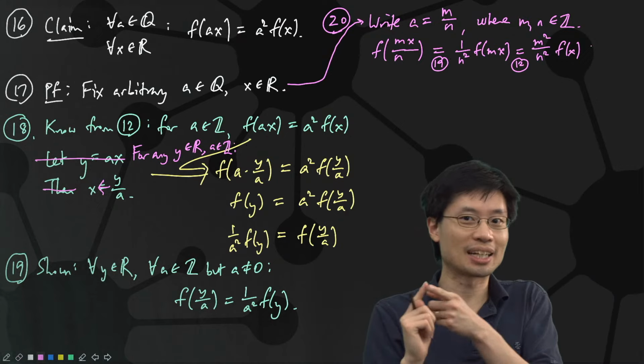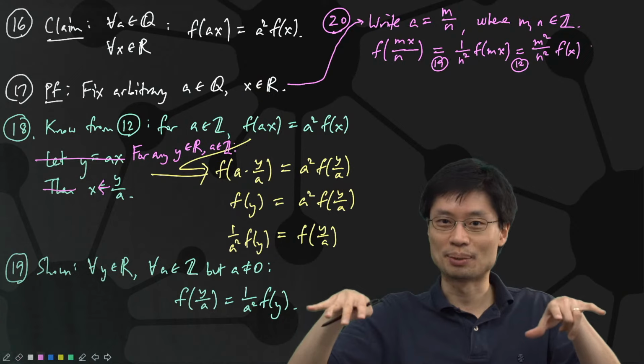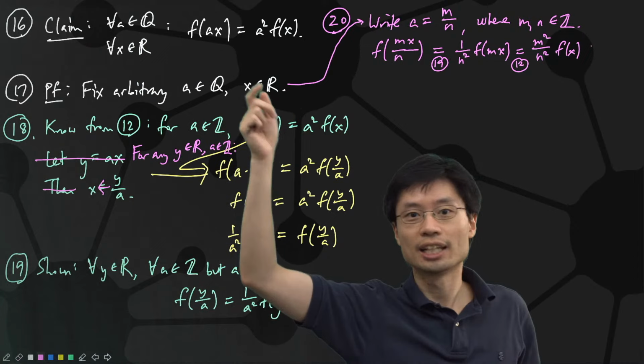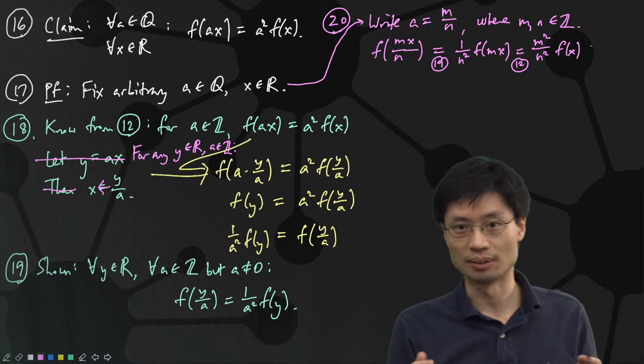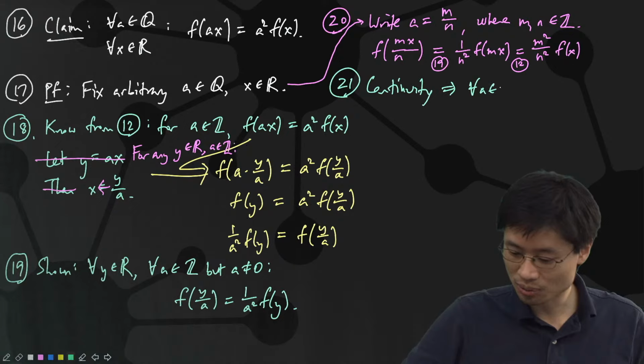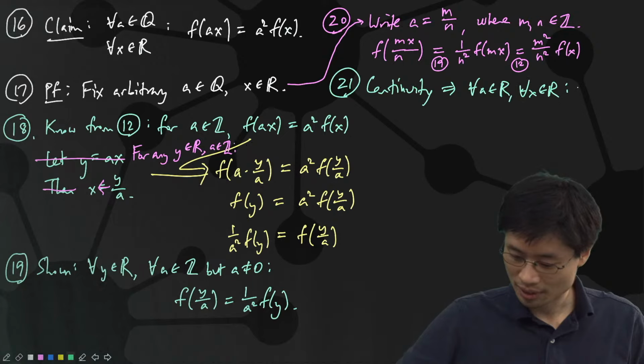But if I have a continuous function, the situation with rational numbers is there's a lot of them, and also they're dense. For every real number, there are rational numbers that get closer and closer. So if you know that for every rational a this is true, it's also true for every irrational a, because you could get as close to that one as you wanted, and the function is continuous. Only because of lack of time, I can't go deeper into that here. But I'll write, by continuity this implies that for every a, which is real, and for every x, which is real, I get that f of ax equals a squared f of x.